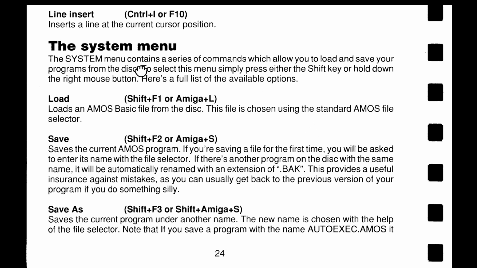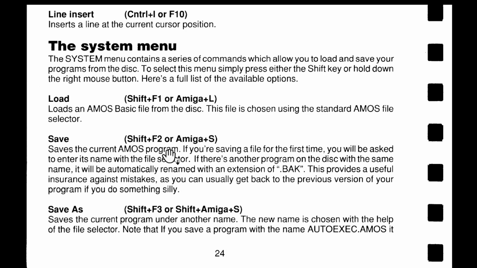The system menu. The system menu contains a series of commands which allow you to load and save your programs from the disk. To select this menu, simply press either the Shift key or hold down the right mouse button. Here's a full list of the available options. Load, Shift plus F1 or Amiga and L. Loads an AMOS BASIC file from the disk. This file is chosen using the standard AMOS file selector.